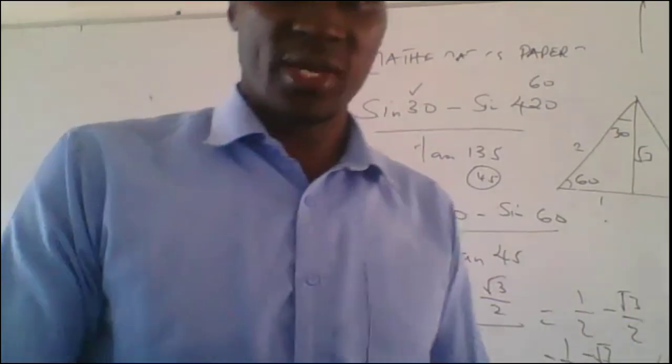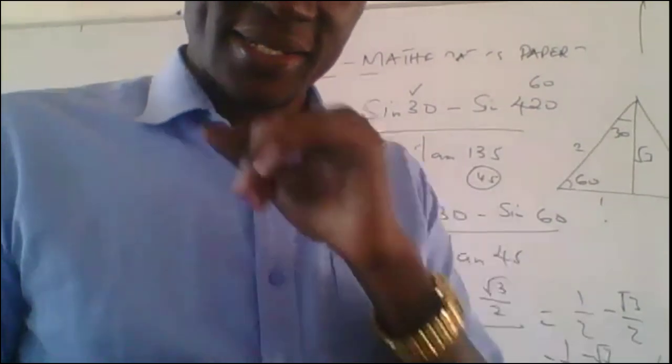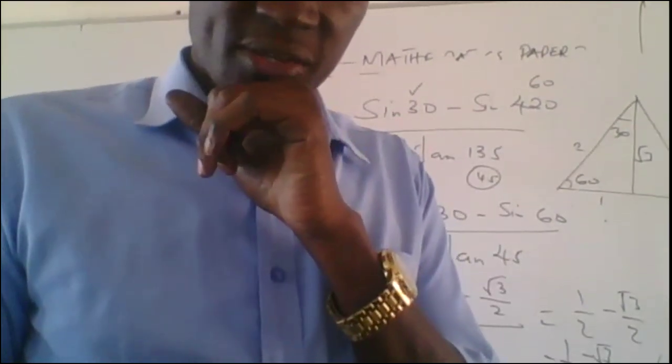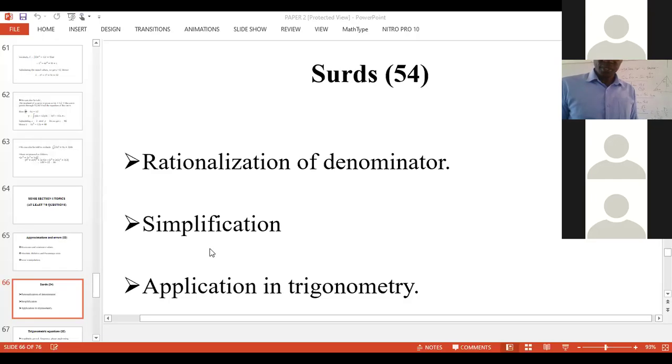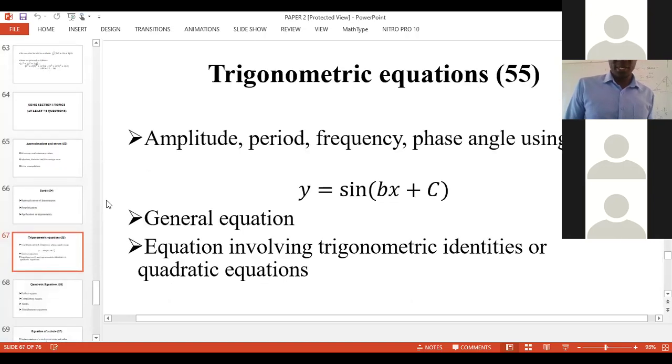So it is important that we are in a position to simplify surds according to the instructions that are given. Whether it is on application of trigonometry or we've been given direct surds, if the values are not simplified, then you must be able to simplify them accordingly.